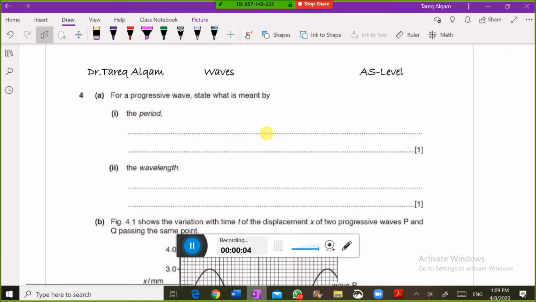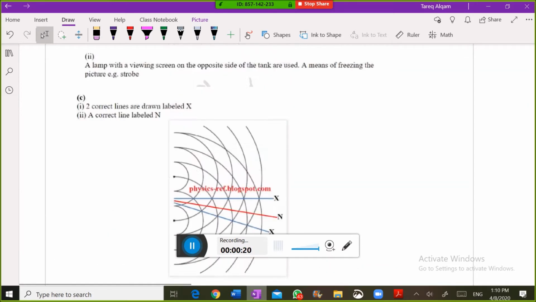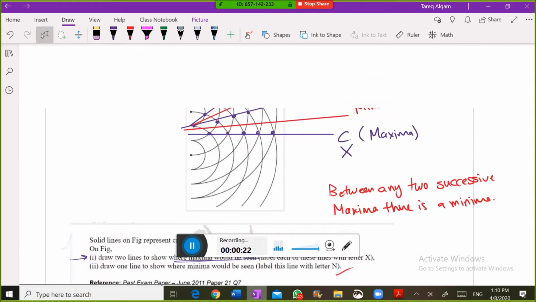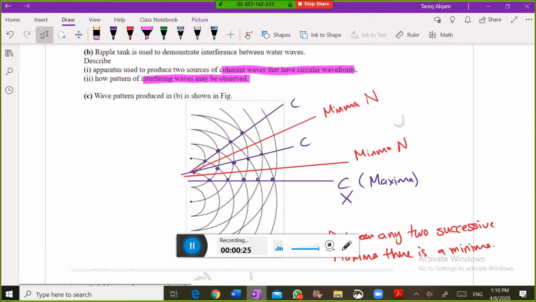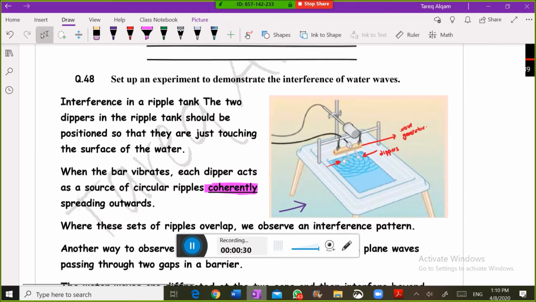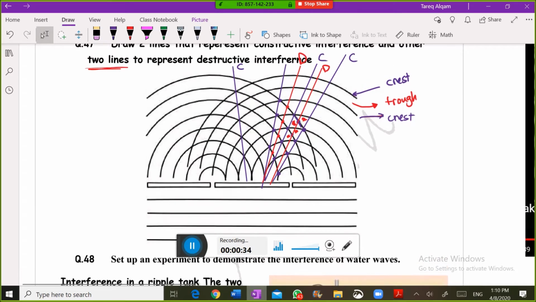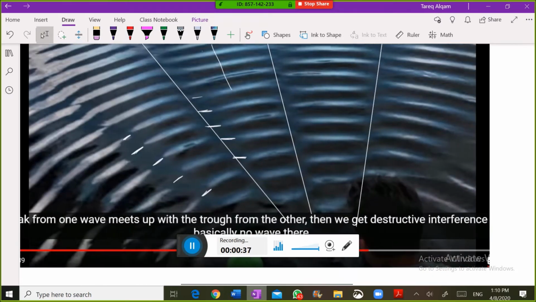Okay, guys. So in the previous time, we were talking about interference, right? Now we will continue talking about interference and solving past paper questions about interference, okay? We did this question in the previous time. We talked about the interference of water waves, like the video that we watched at the previous time.